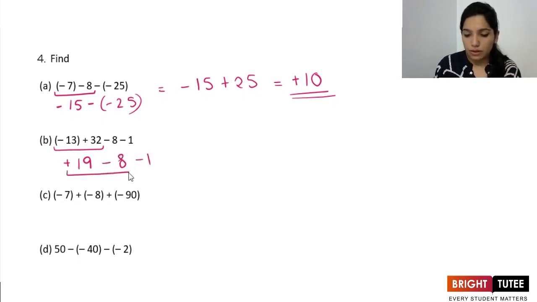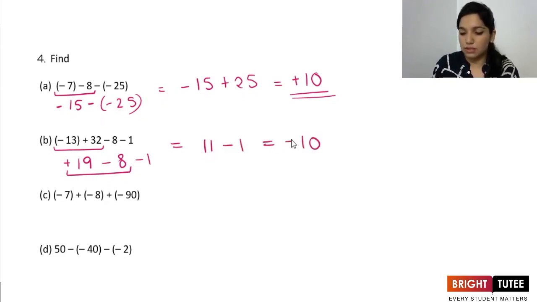Now we will solve 19 minus 8 first. So what is 19 minus 8? The answer is simple. It is 11, right? Because here it's just a simple positive number, and from that we are going to take away a simple 8. So 19 minus 8 is 11. Now we are left to work with minus 1. The answer is plus 10. I hope this is clear.